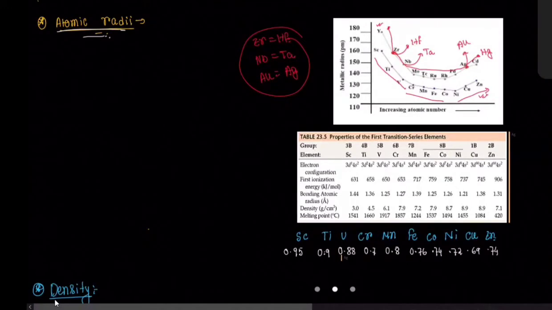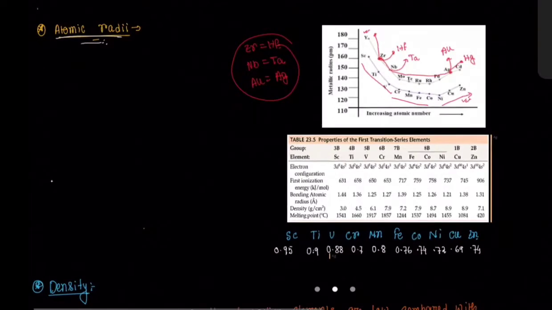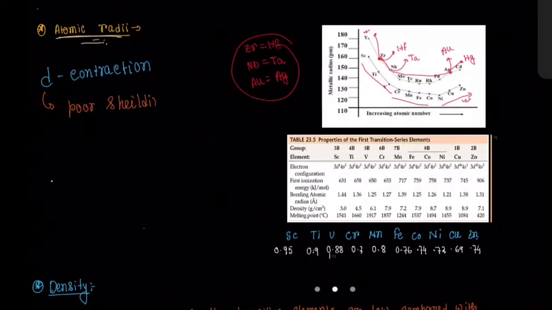That is not happening for the first and the second transition elements. Over there you can see there is a big gap, but not here. Here the second and the third transition series are the same because of the d-contraction. The reason behind it is d-contraction. Now what is d-contraction? The d orbital has a poor shielding effect. You know that from class 11 in inorganic chemistry. Now what do we mean by poor shielding?